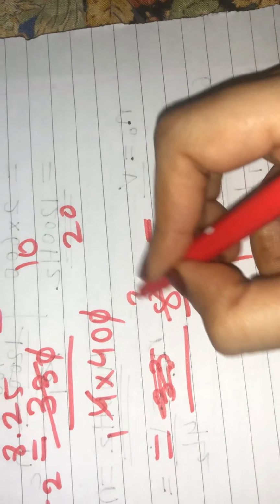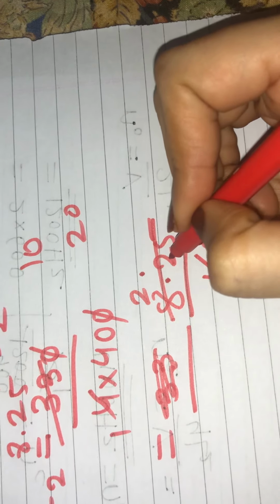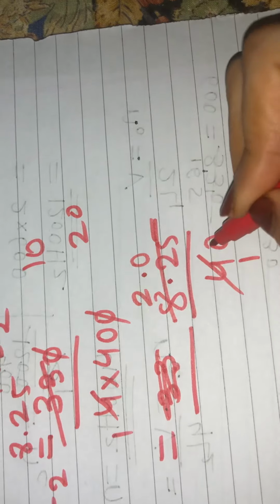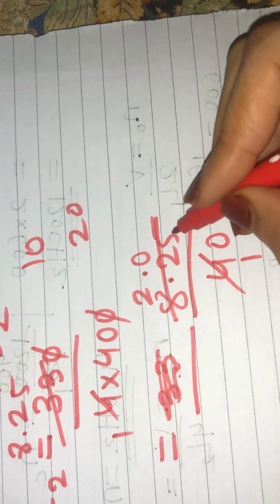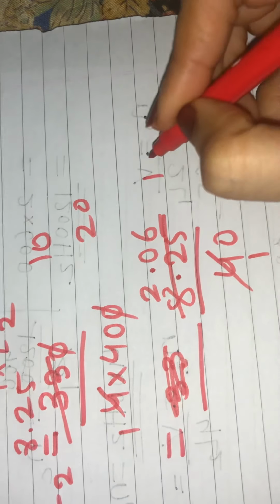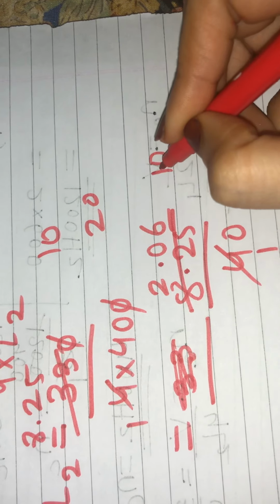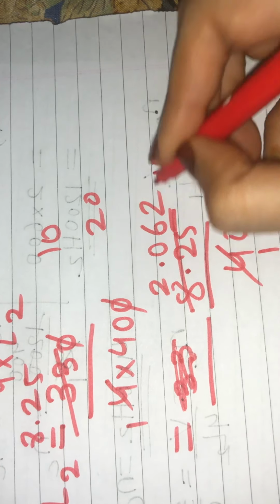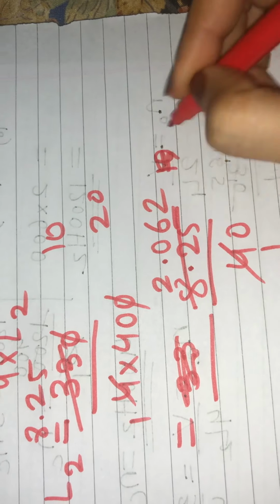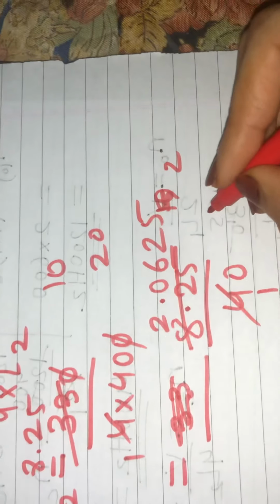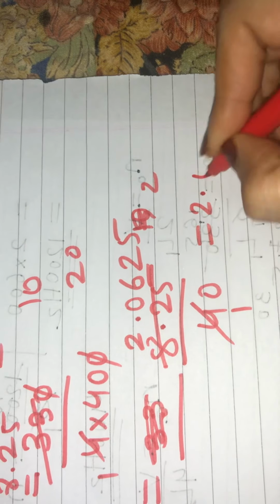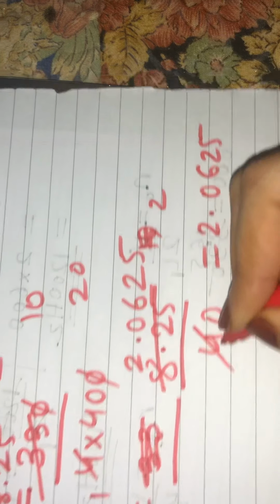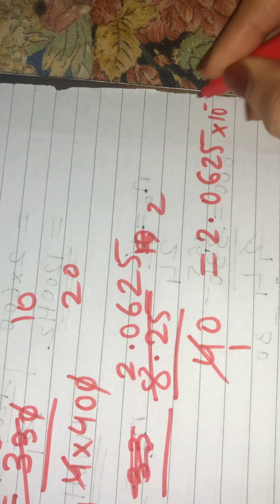Let's try again with 4. 4 1s are 4, 4 2s are 8. Now this is 0. This is smaller than 4, so zeros. That becomes 25. 4 6s are 24. 1 remains, because of the point that becomes 2, 10. 4 2s are 8. Then 2 remains and 4 5s are 20. So this gives me 2.0625 and below 0, that is 10 raised to minus 1.